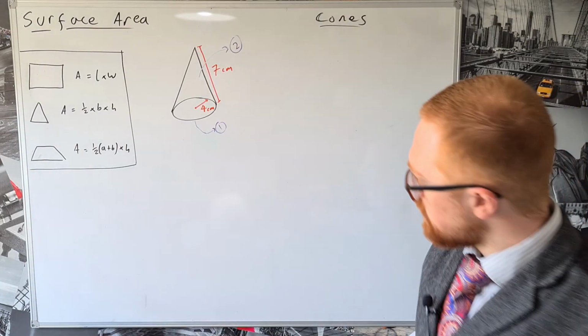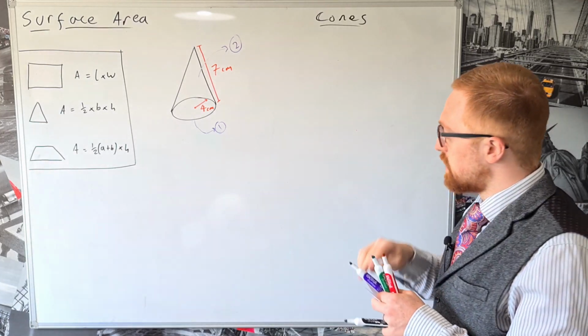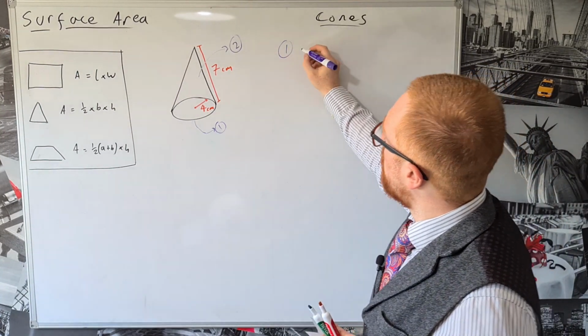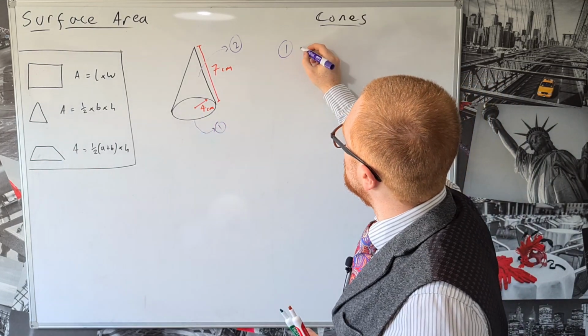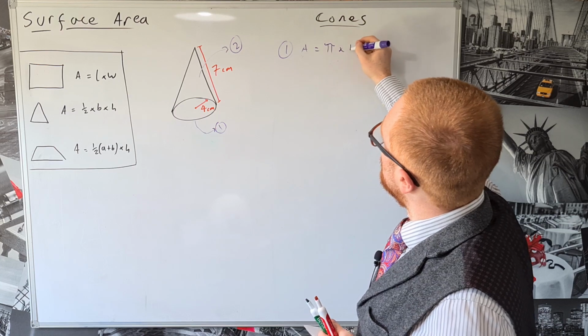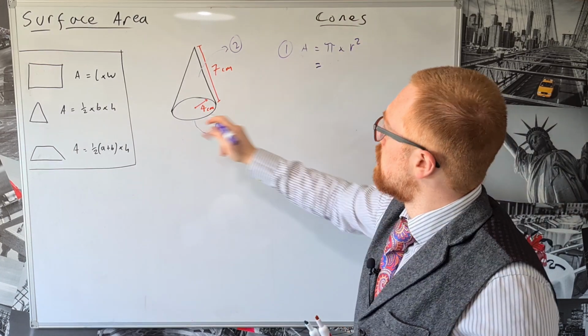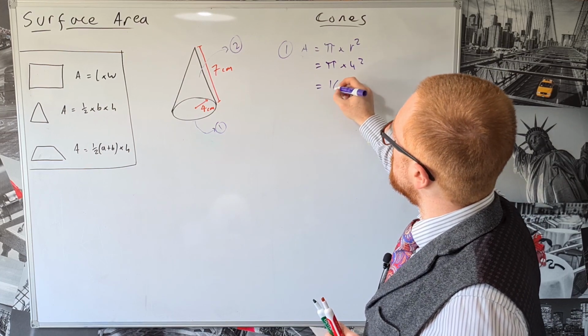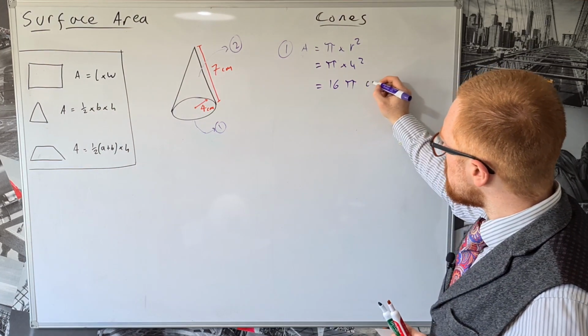outside. So if we follow the strategy from the previous video, and then we say, well, 1, the area of that, it's a circle, so the area is equal to pi times the radius squared. The radius is 4, so you get pi times 4 squared, which is 16 pi.